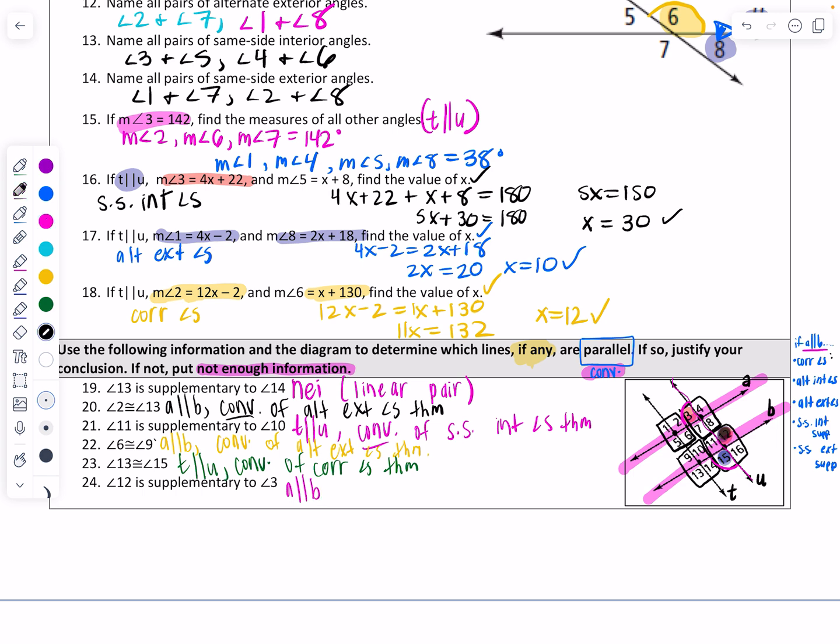But first, you have to say vertical angles. Vertical angles says that 12 is congruent to 15. And then we can use by substitution 3 and 15. So angle 3 and angle 15 are same side exterior angles. So by the converse of same side exterior angles theorem, if 3 and 15 add up to 180, then boom, A must be parallel to B. So that's the most complicated one because we had to use vertical angles first.